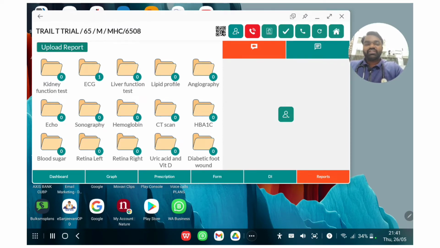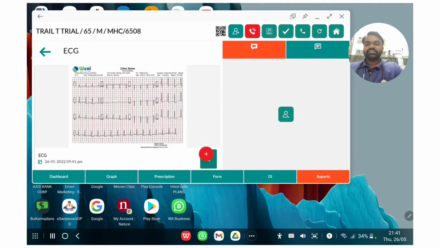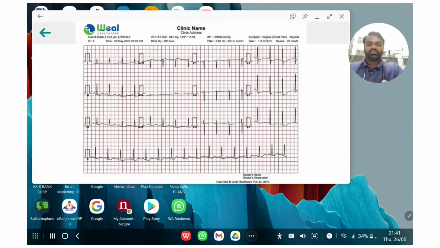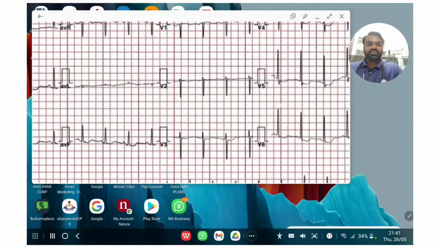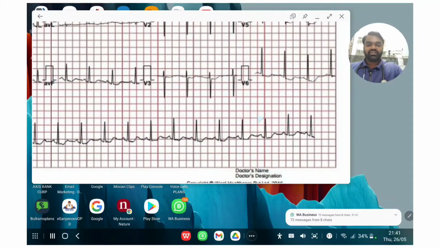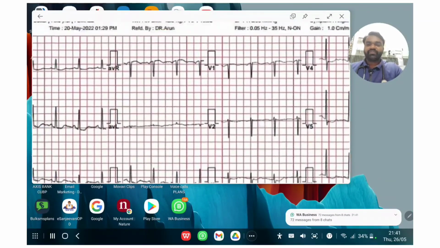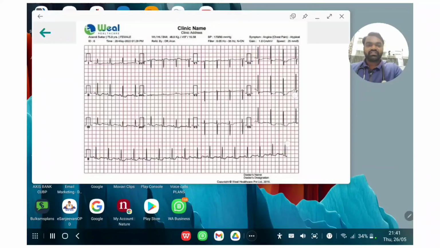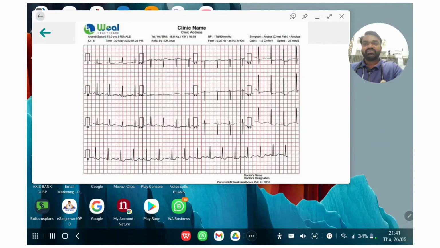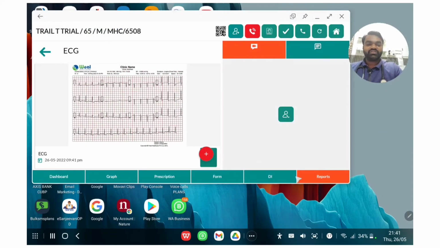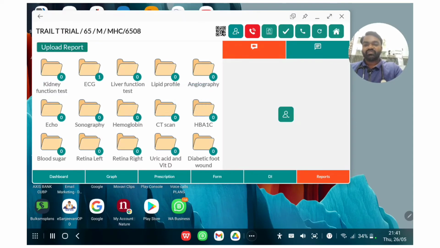Just now I uploaded one ECG for the patient from my another handset, and this is the ECG of the patient. So the ECG comes over here, we can zoom out, zoom in, and check for any changes, and then comment about it as well. So this way you can see under the reports of the patient.